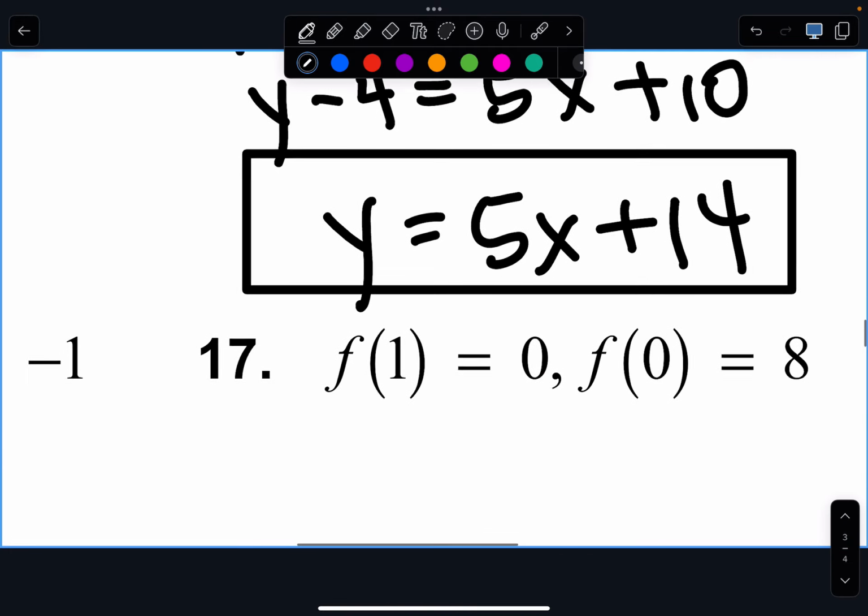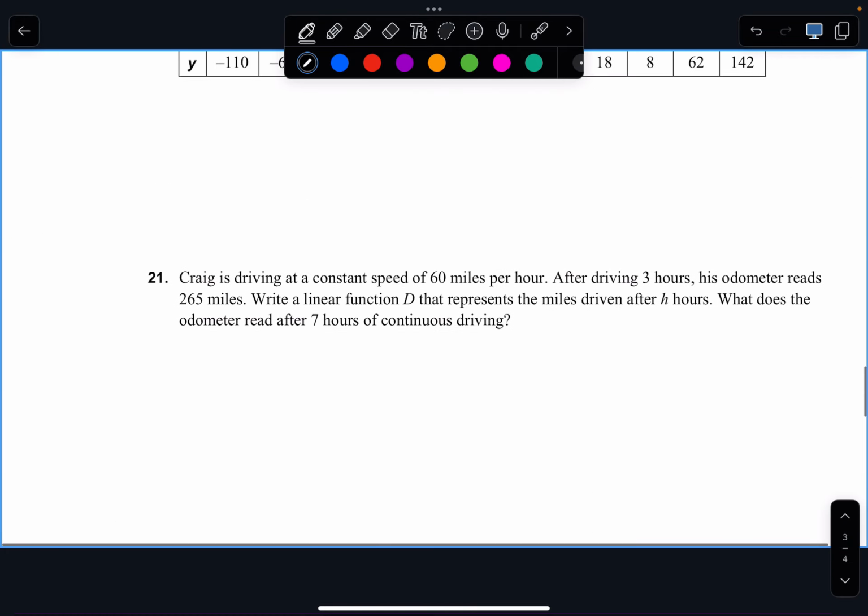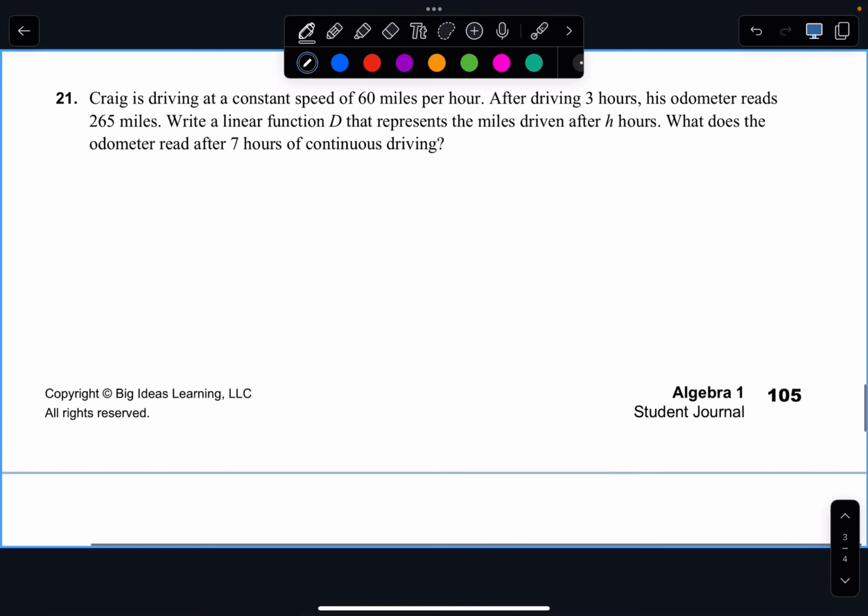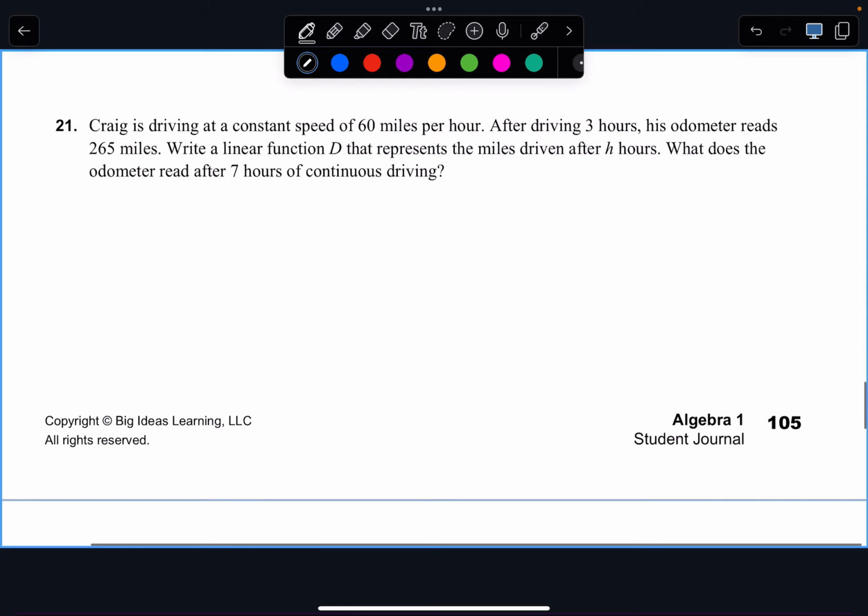Now, let's read through the bottom problem, 21. Craig is driving at a constant speed of 60 miles per hour. Which probably means he's driving in a 45 zone. Miles per hour. What did they just give us? The m. They just gave us slope, because slope is a rate of change.